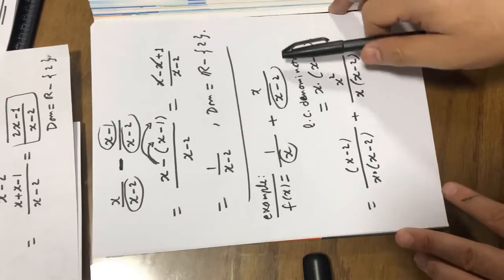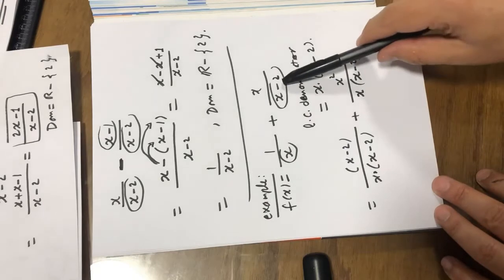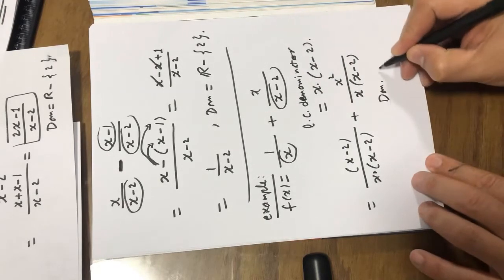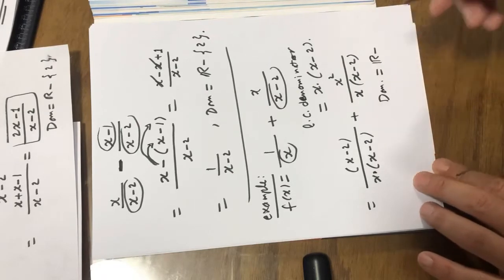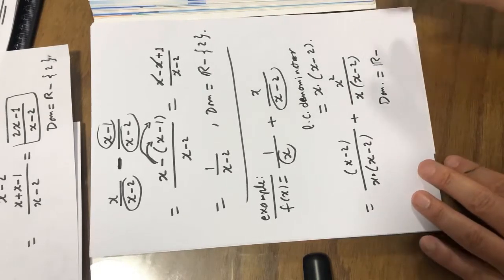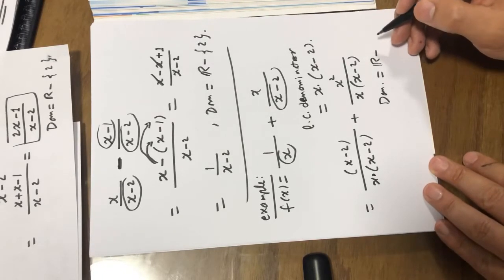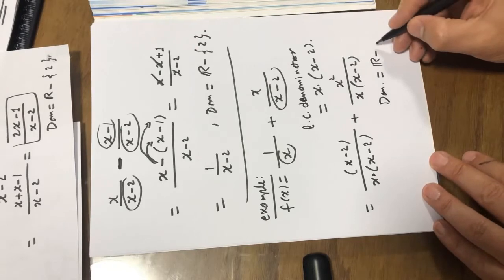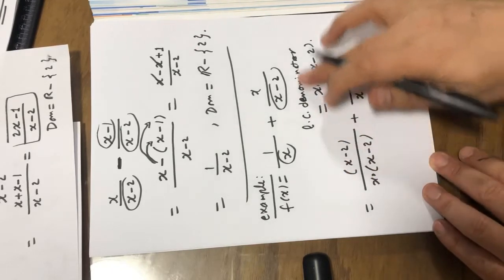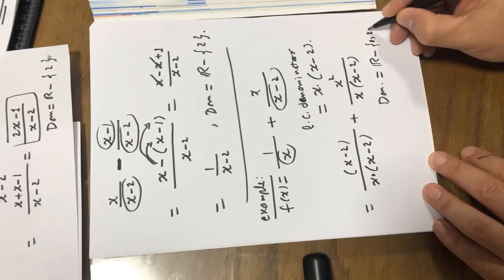The domain of this fraction is R except 0. The domain here is R except for 2. So the domain is R except for, so we take the common domain. This is an important rule of the addition and subtraction of algebraic fractions. The domain of the result is the common domain of these fractions. It's R except for 0 and 2.